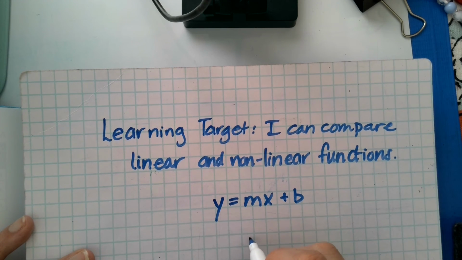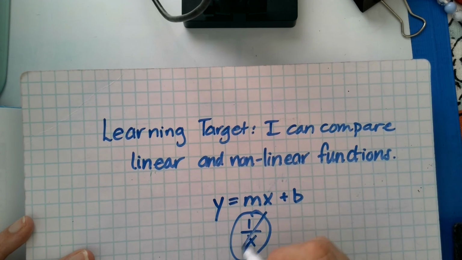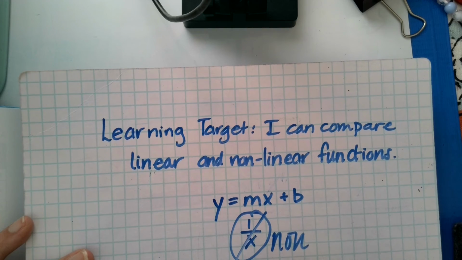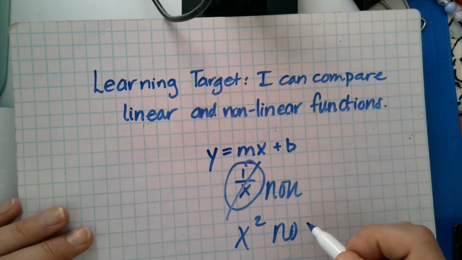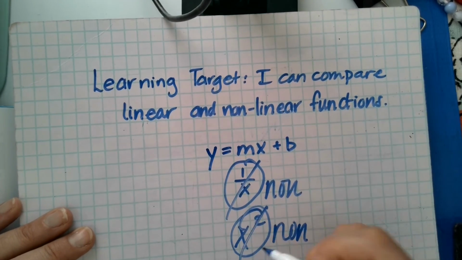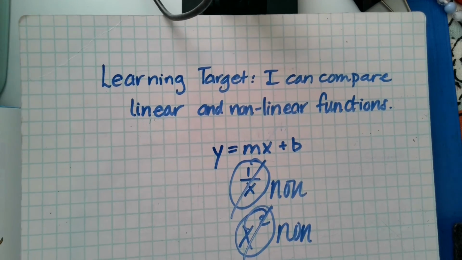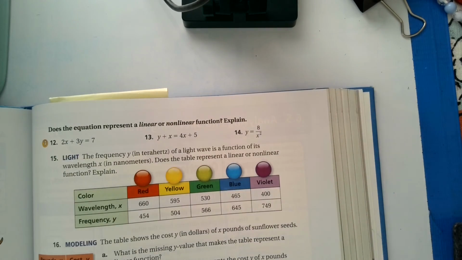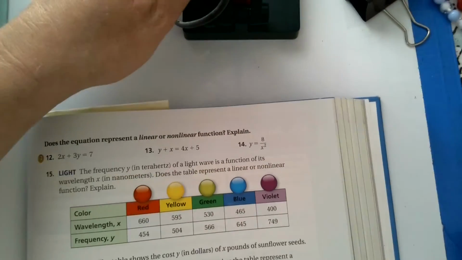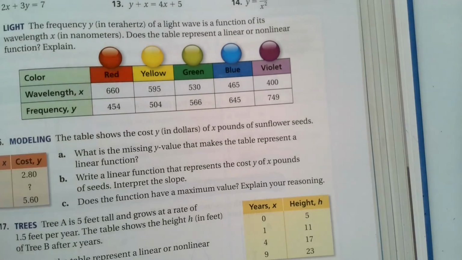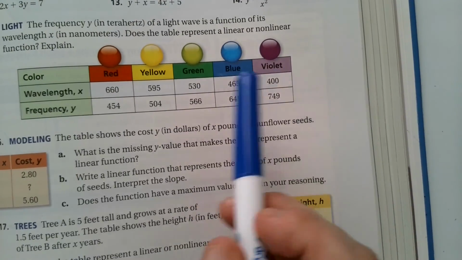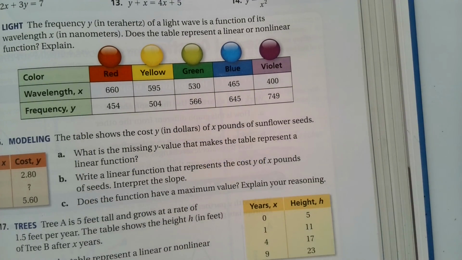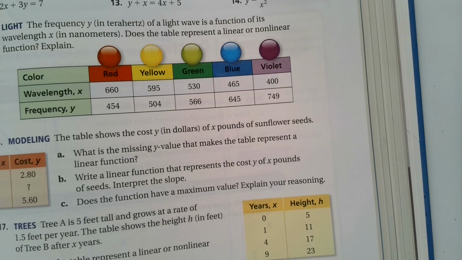So remember, a key, if you have x in the denominator, nonlinear. If you have x squared, nonlinear, okay? Keep an eye out for those things as you do this assignment. You will also have some real life problems that you will have to solve using what you know about linear and nonlinear equations. So again, look for that constant rate of change. If there is a constant rate of change, then it will be a linear function. If there is not a constant rate of change, then it will be nonlinear.